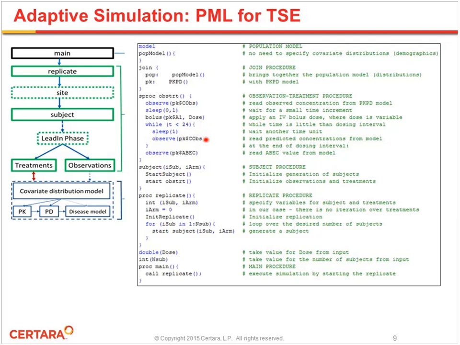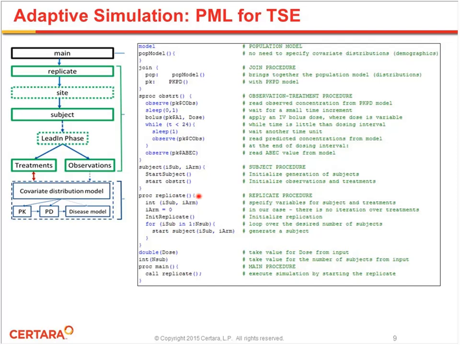the PK/PD model. When the time interval is completed, we are recording our summary PD response ABAC value. So this is summarizing the observations and treatments. The next one is just a subject procedure, which just initializes subjects and the observation treatment procedure.